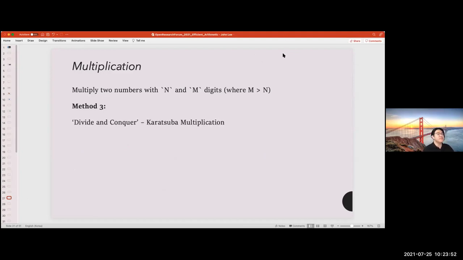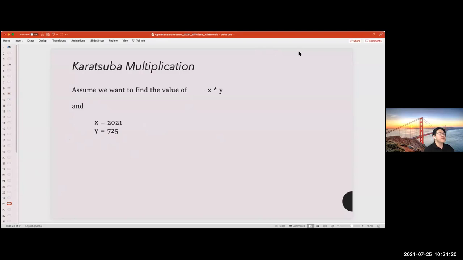And so now I introduce more of the fresh and unique ideas proposed by mathematicians and computer scientists. The third method is divide and conquer. This is mostly called the Karatsuba multiplication, and the technique that it uses is divide and conquer. So let's see. The slides changed because I need to do a lot of writing here, but assume that we want to find the value of x times y, where x is 2021 and y is 725. As you can see, these are the dates of today.